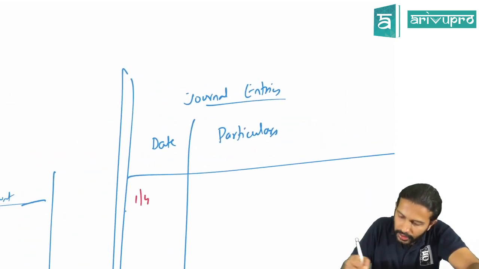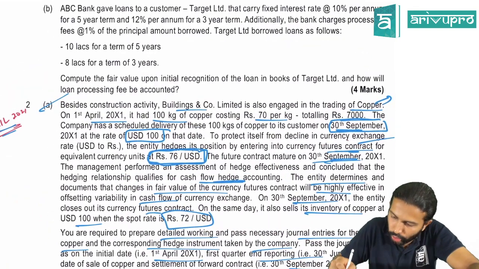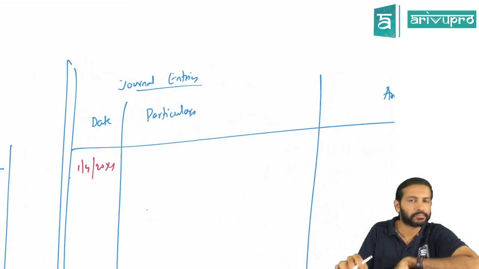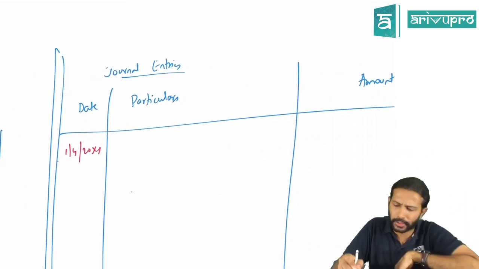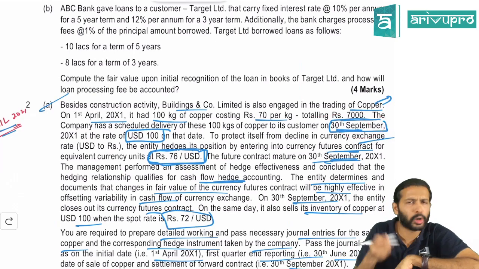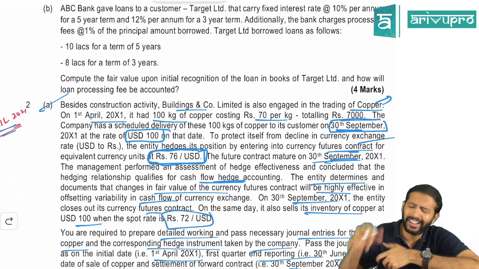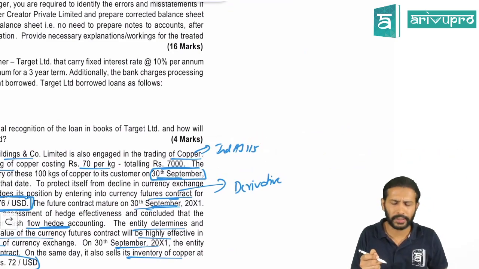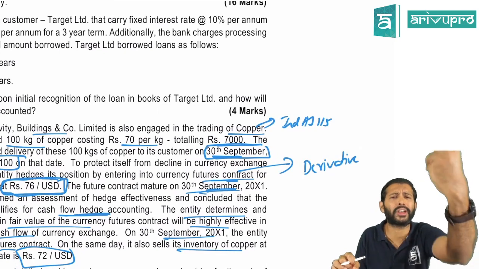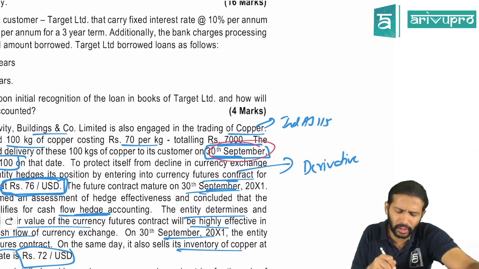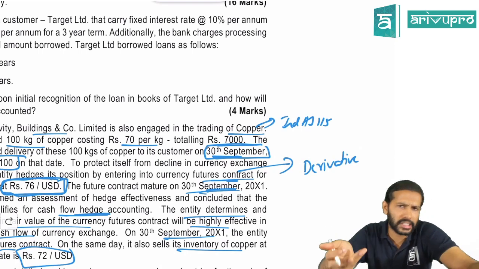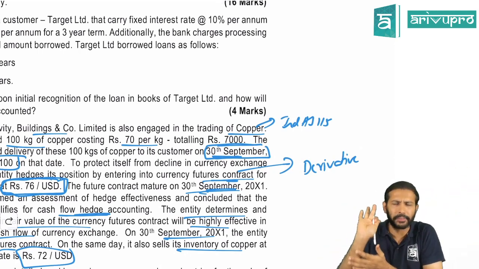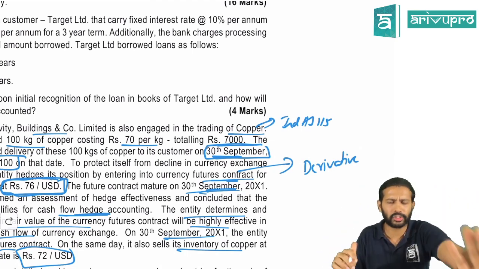On 1st April 20x1, have you sold goods? No, the sale of goods happens only on 30th September. Ind AS 115 says revenue can be recognized only when the performance obligation is satisfied. Here, the performance obligation is to deliver the goods. Goods are delivered only on 30th September, so only then will your performance obligation be satisfied. So you can book the sale entry only on 30th September. It is not possible to book it on 1st April.